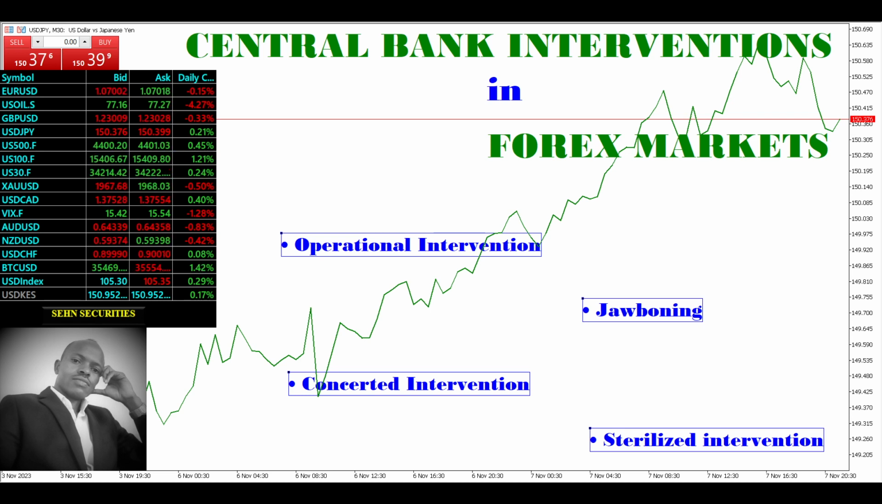However, one might ask, why do central banks intervene in the foreign exchange market? Typically, there are a number of reasons. Some of the reasons include stabilizing the exchange rate, supporting trade objectives, controlling inflation, and preventing speculative attack on the domestic currency.